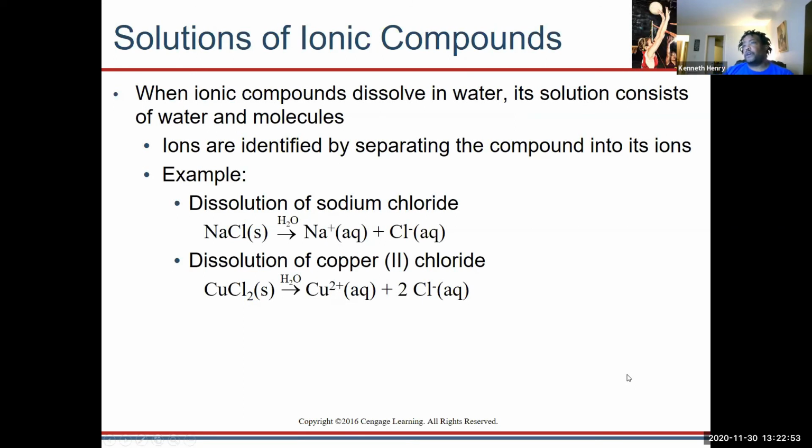Okay, so if we take a look at sodium chloride, if we add sodium chloride to water, it's going to completely dissociate into its two ionic components, and then we just put Na plus, aqueous, and Cl minus. The same thing with copper 2 chloride, right? So in this case, we'll get copper 2 plus, aqueous, and 2 Cl minuses. Now, why are we getting 2 Cl minuses?